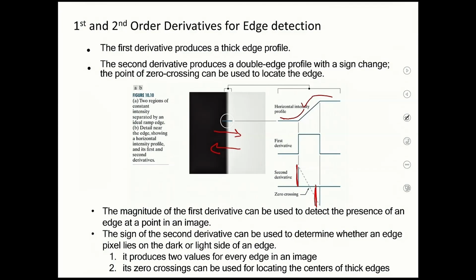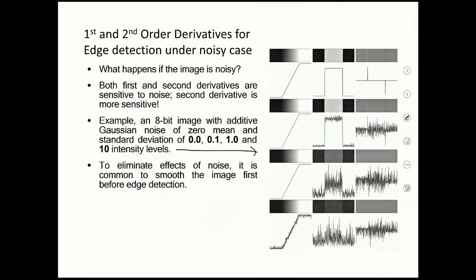The second derivative always produces two values for every edge in an image, and also the zero crossing. What is zero crossing? If I connect these two, I get the zero crossing here. Zero crossing can be used for locating the centers of the thick edge. So this is the edge, and the center can be located here, where I join the two. But the problem is the noise.